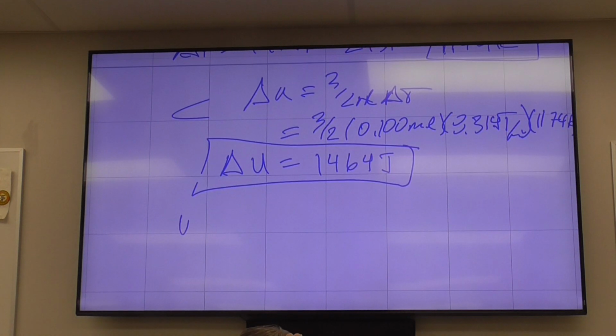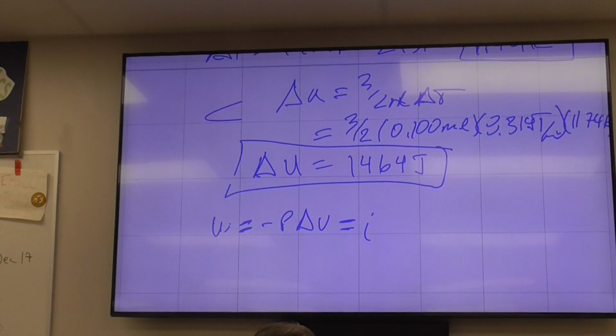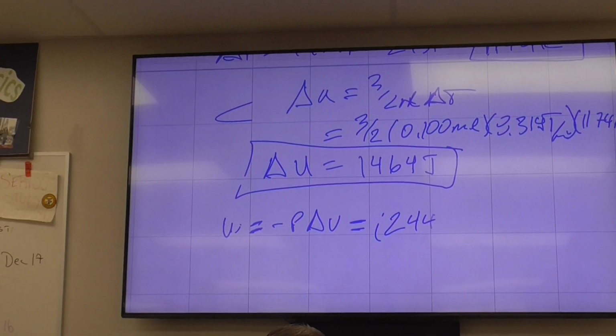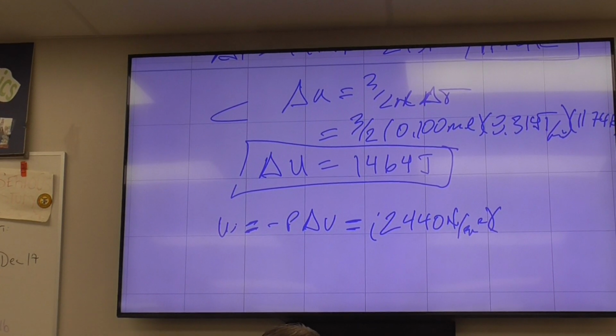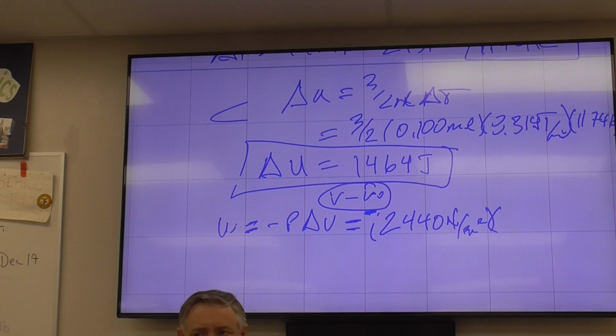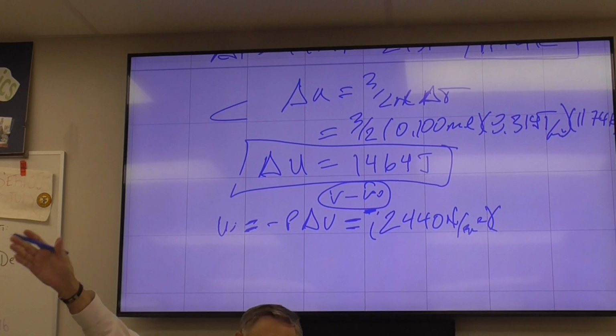So now, here's the reason why you have that negative value out in front. In this situation, and this only works when you have a constant pressure, and that pressure was, what was that pressure, 2440 probably, newtons per square meter. And that's going to have a negative sign out front. Now, that change in volume is going to be V minus V naught. So I'm going to go from 0.1 to 0.5.